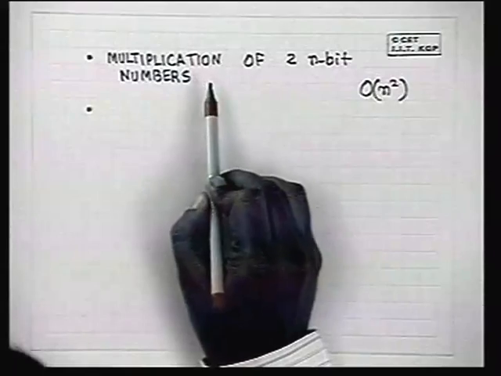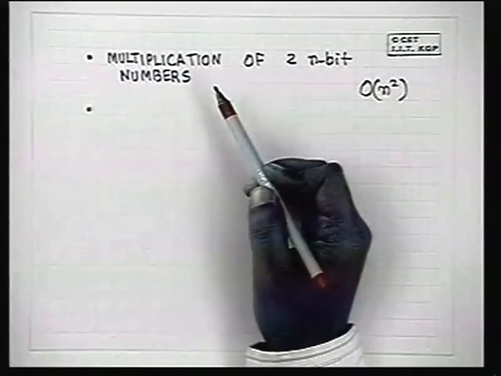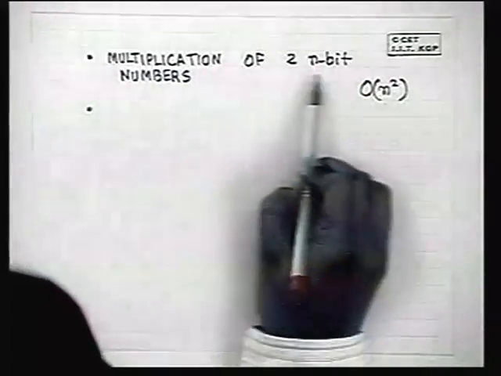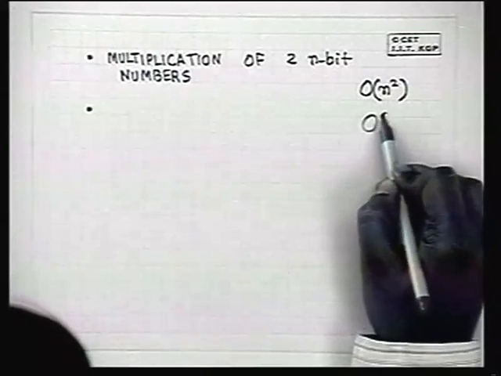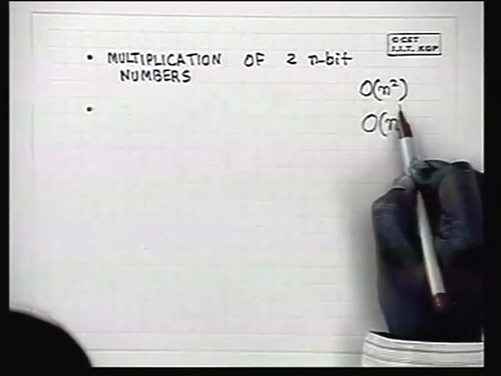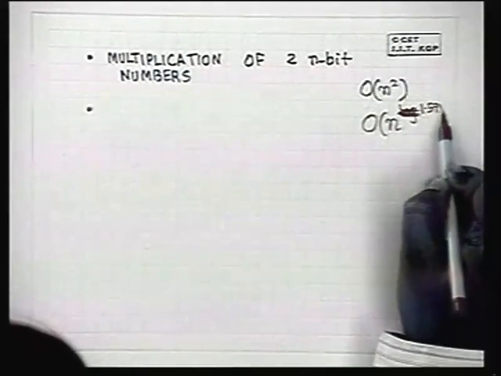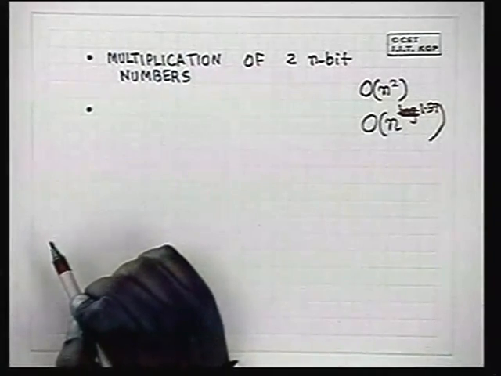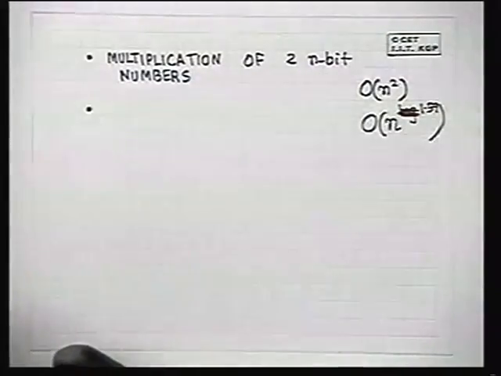You have a look at the book, any book on this one, especially Aho, Hopcroft, Ullman or Cormen, you will see that if you split it up in a very interesting way, you will get order of n to the power 1.59. How 1.59 comes is an interesting feature. It is related to how to balance this split.